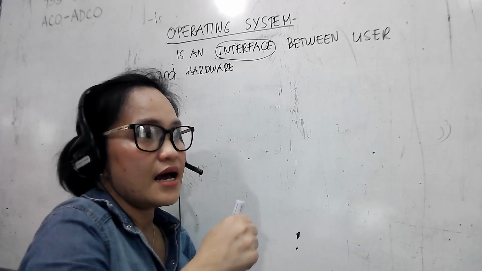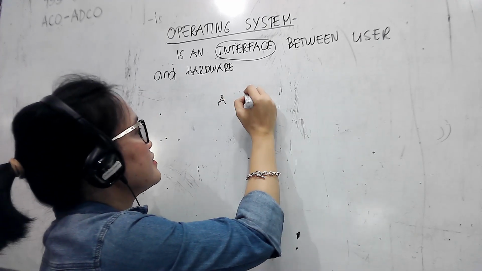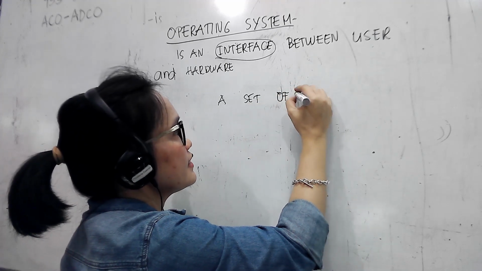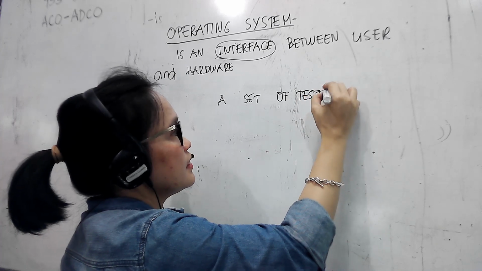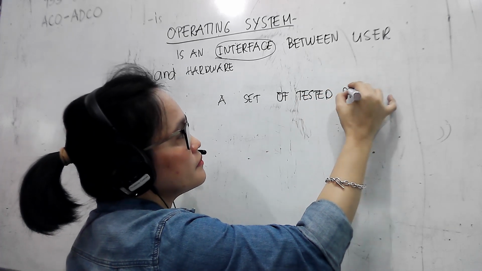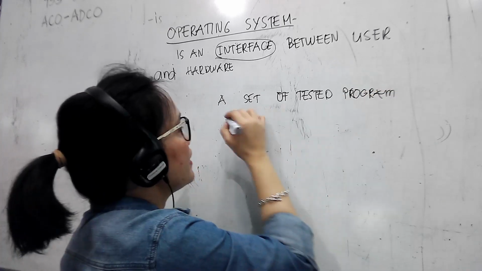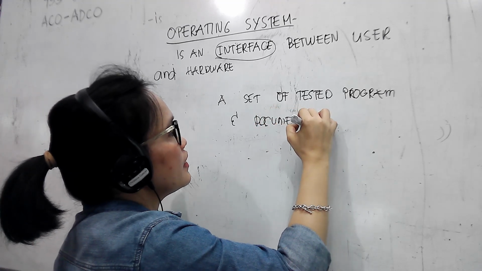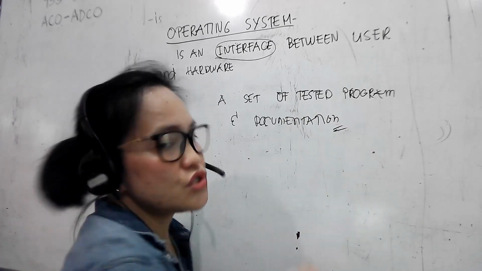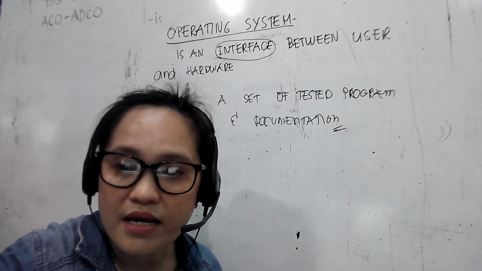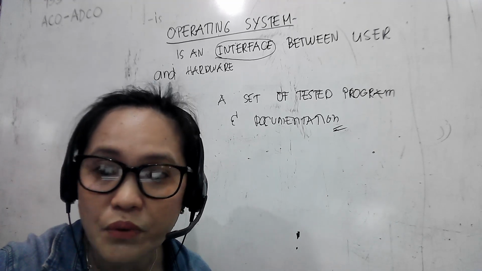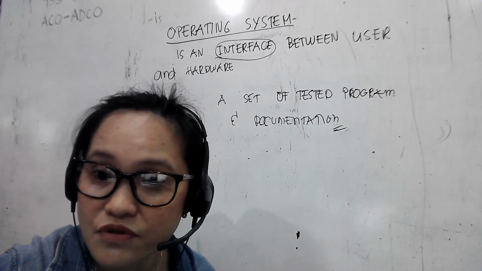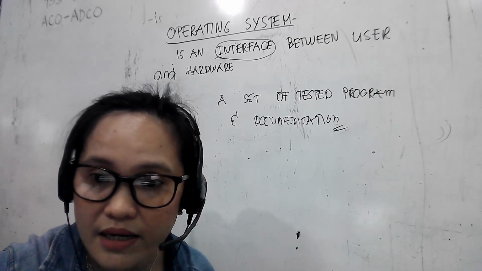So, what is a software? Software is actually a set of tested program and documentation. As I would say, software is a tested program plus documentation, since if you're going to use different kinds of software, you have to use it in a way according to its function.